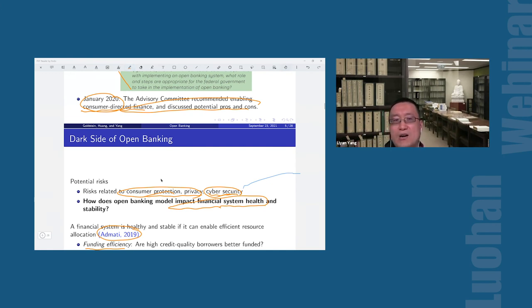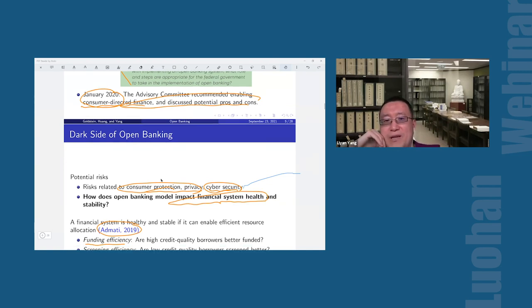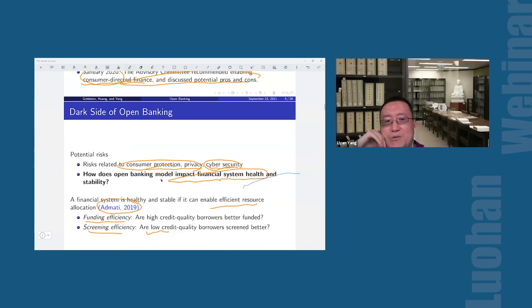And the Bank of Canada also has some follow-up. They also discussed the financial stability. But financial stability itself is a very elusive concept. In different contexts we have different meanings. And so we just take a particular view, thinking about financial stability as efficient resource allocation, and then we move on.